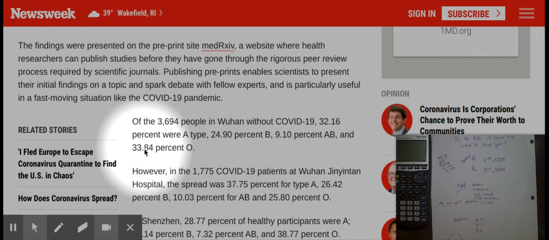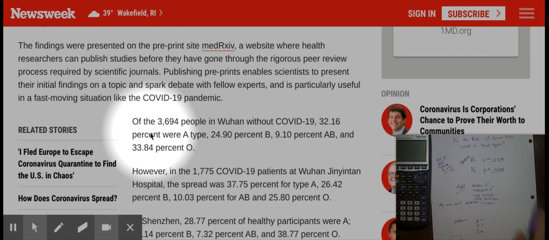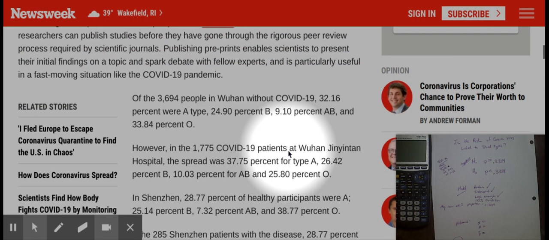Okay, so do we have a sample? I'll be using the sample from Wuhan, the Wuhan hospital. Is it random? Are the people that are sick random? Are they independent? Is my sample size large enough? Of the people that are sick, do I have at least 10 of them that are type O blood, and do I have at least 10 of them that are not type O blood? And the 10% condition is, do I have a sample size that is less than 10% of the entire population?